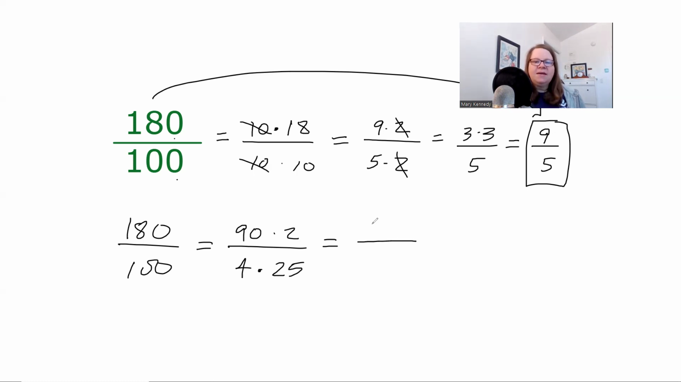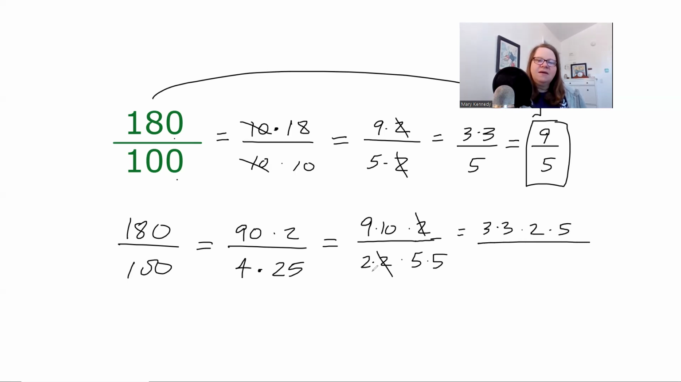So for 90, I'm thinking 9 times 10. I've still got a 2. 4 is 2 times 2, and 25, that's 5 times 5. So let's see, these 2's would divide to equal 1, but so far that's all I've got, right? So let's break it apart some more. 9 is 3 times 3, and 10 is 2 times 5. And we've got a 2 and a 5 and a 5 down here.